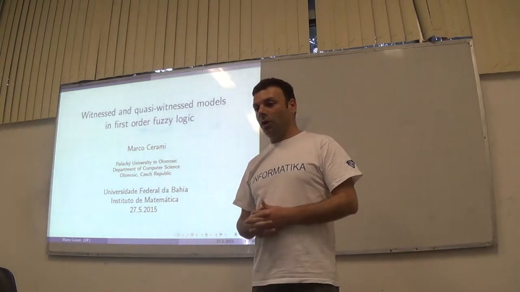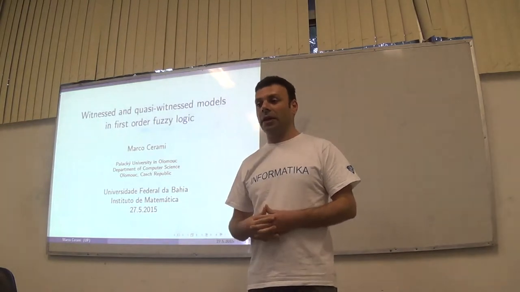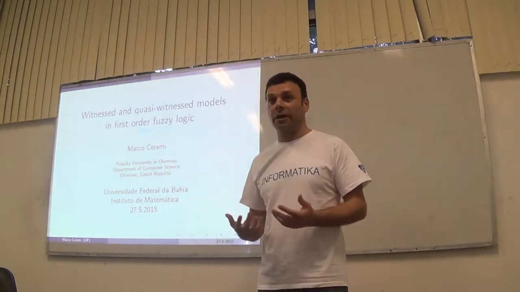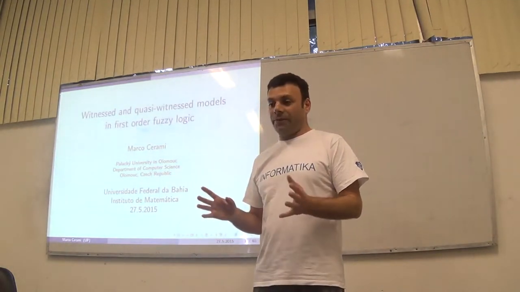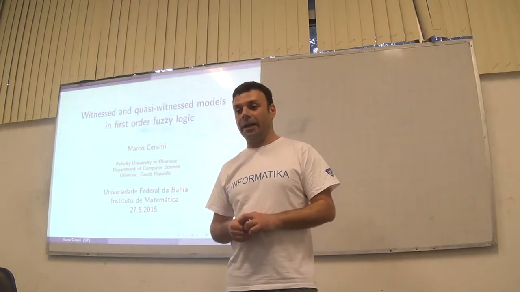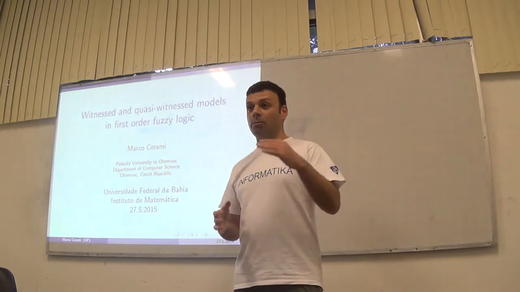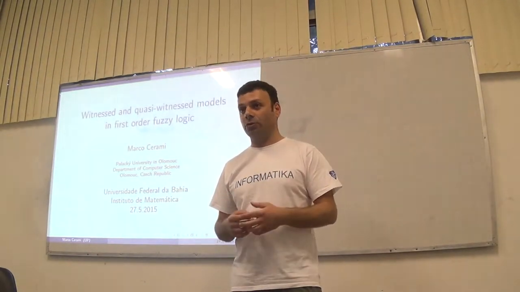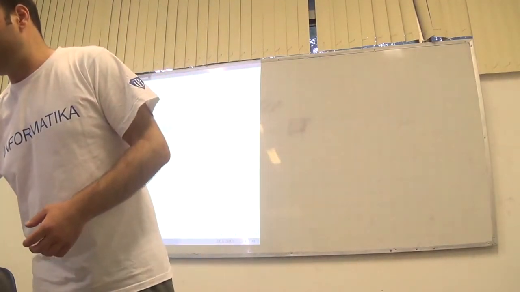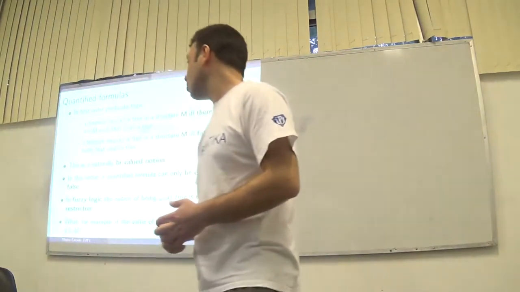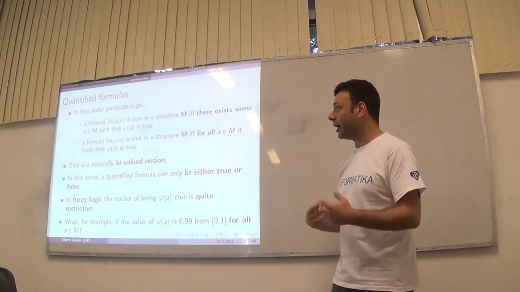An overview on a problem, well, not a problem, an issue that is typical of first order logic, but first order fuzzy logic, that is the generalization of classical first order logic to logic that has more than two truth values, that is, more than false and true. So first of all, I want to explain in an informal way what the problem is.